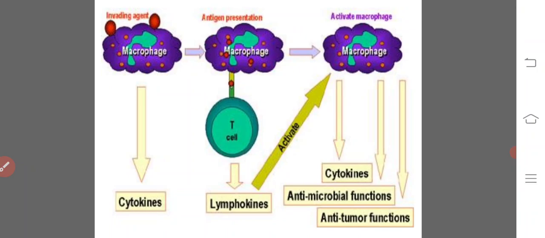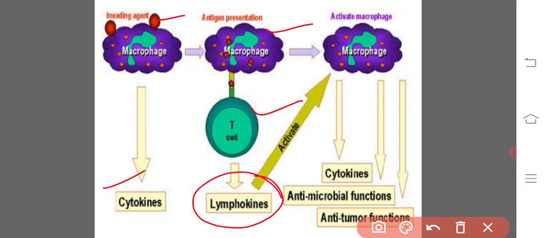And mixed population, here you can see the macrophage which is attached to the antigen, and cytokines are released. The antigen presenting macrophages present the antigen to the T cell, which produces lymphokines. These lymphokines are activating the macrophage.